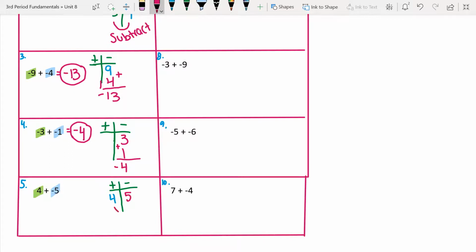Well, I have numbers on the opposite side, so what do I do? I subtract. And I just subtract like normal. 5 minus 4. Well, that's a 1. And now I'm deciding which side had the bigger number. 4 compared to 5. Well, 5 is bigger. It's on the minus side, so it's -1. Or negative 1 is another way to say that answer.